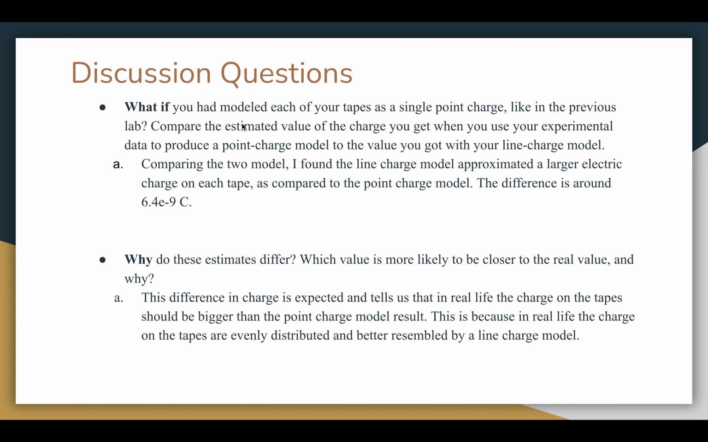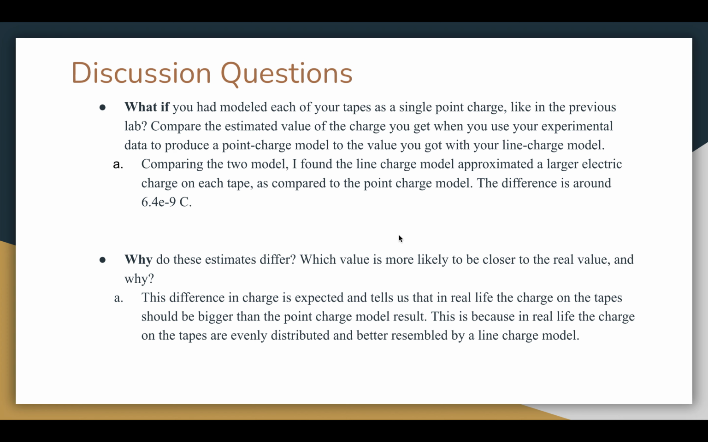So I kind of already answered this question. Comparing the two models with the line charge or point charge, we found the difference to be 6.4 times 10 to the negative 9. So why do they differ? And which value is more likely to be closer to the real value?